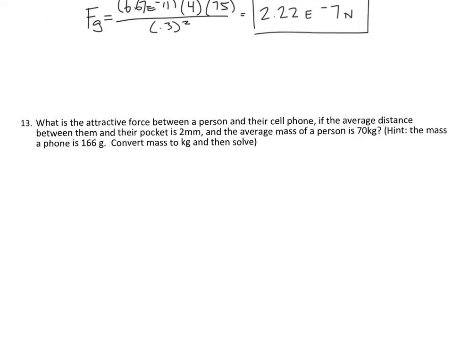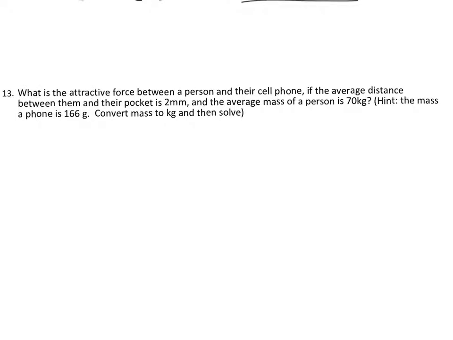And my last one. What is the attractive force between a person and their cell phone? If the average distance between them and their pocket is 2 millimeters, and the average mass of a person is 70 kilograms. Okay, so it also gives you a hint here. The mass of a phone is 166 grams. I need to convert the mass to kilograms and then solve. So I need to convert this mass to kilograms. I also need to convert this distance to meters. So let's look at that.